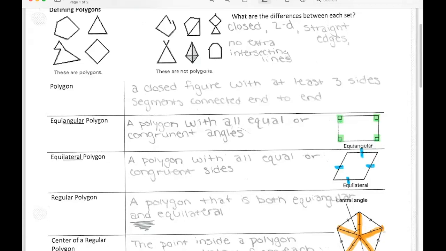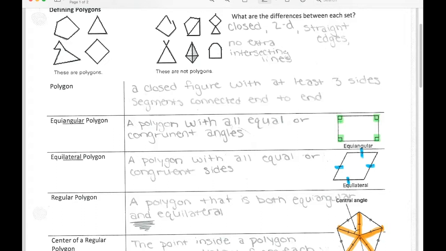Hi, geometry students. Today we're going to start talking about polygons in Standard 17. We're going to name some different types of polygons and then also get into the symmetry that happens with polygons, reflectional symmetry and also rotational symmetry. So let's just look up here at the top.